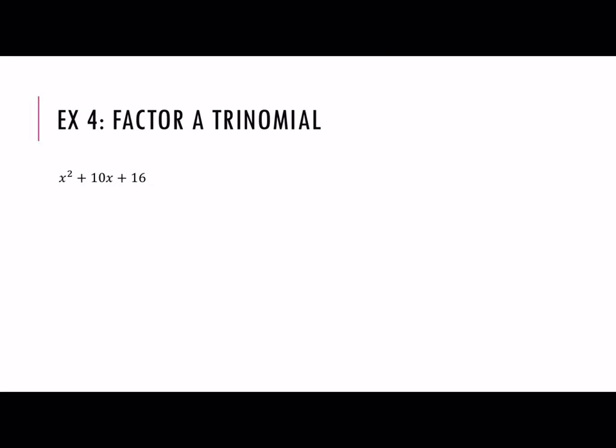Okay, so let's try it with a simpler one. x squared plus 10x plus 16. So here's what I would do again. I would make an x, multiply a and c, and put that in the top. So 1 times 16 is 16. And then b, 10, would go in the bottom spot.